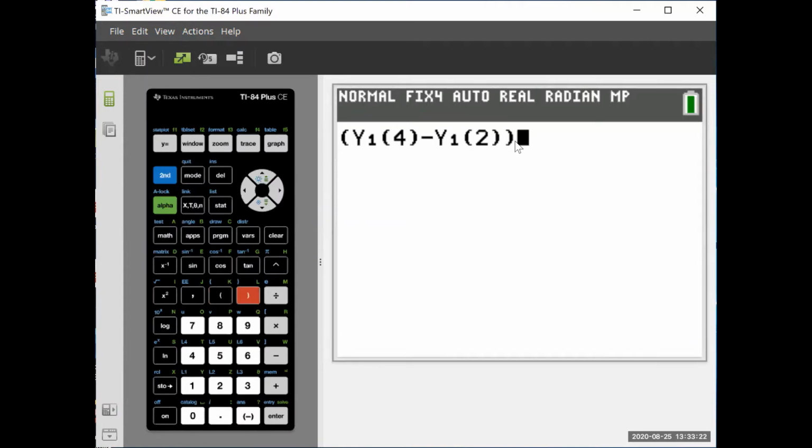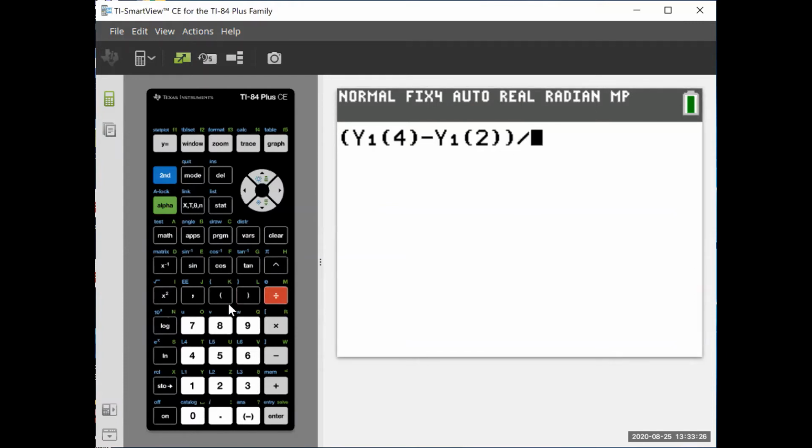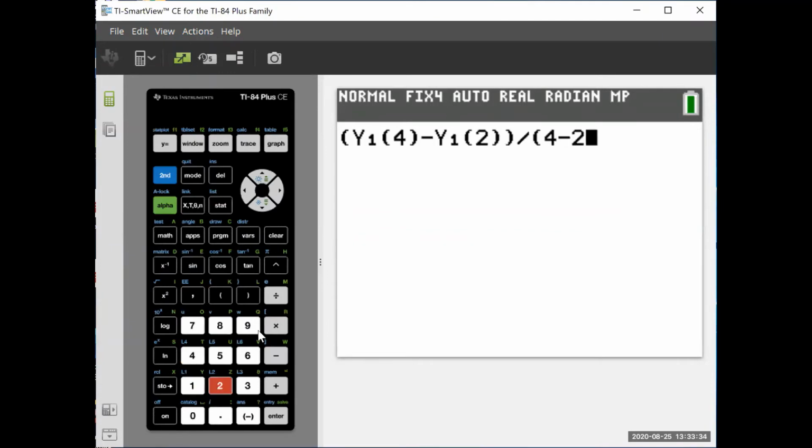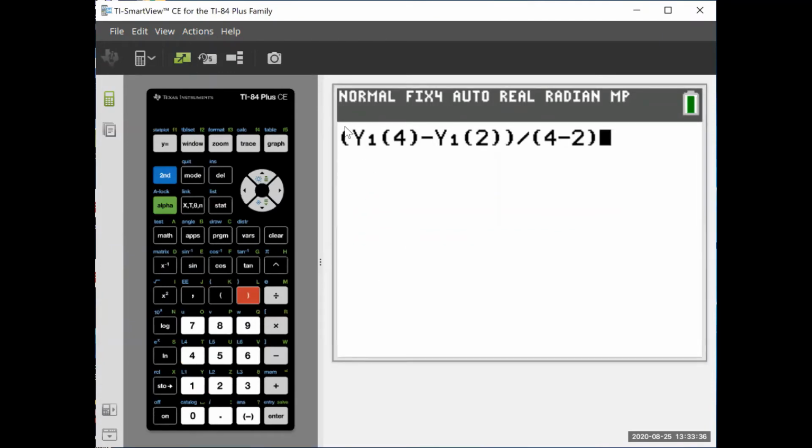So this parenthesis is for the numerator. Then this division sign is for the denominator. Now type everything in the denominator inside a parenthesis. So parenthesis begin. In the denominator we have 4 minus 2. Close the parenthesis. So this first parenthesis is for the numerator. Everything in the numerator is there, divided by this, which is what we have in the denominator.